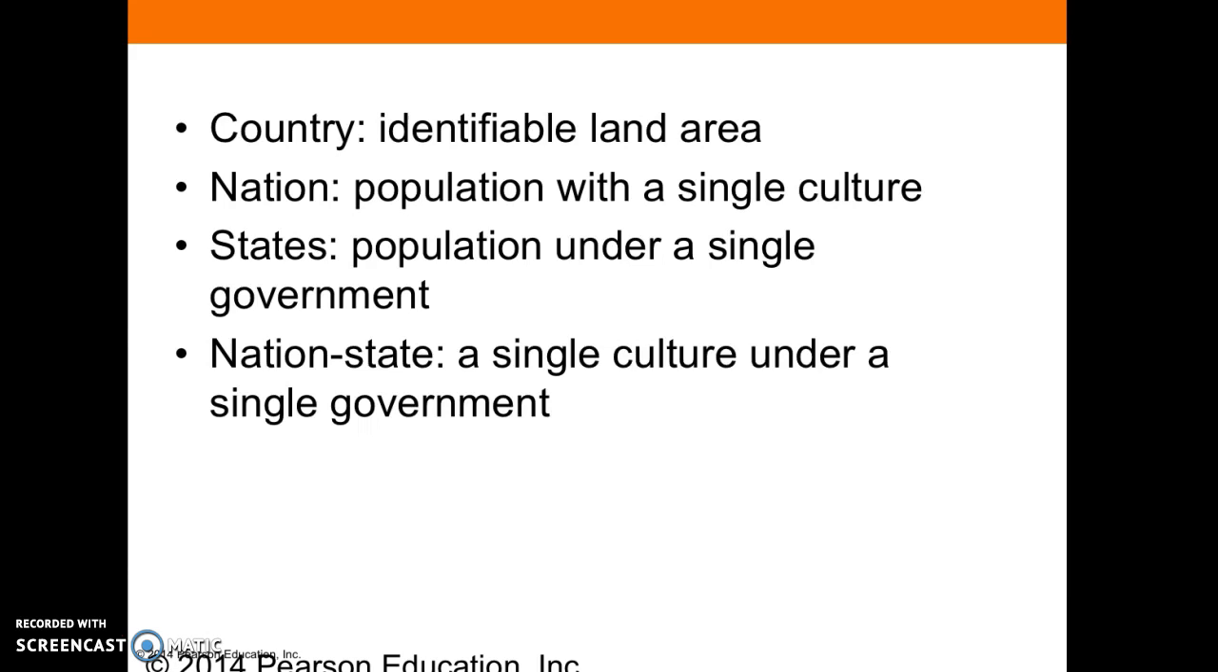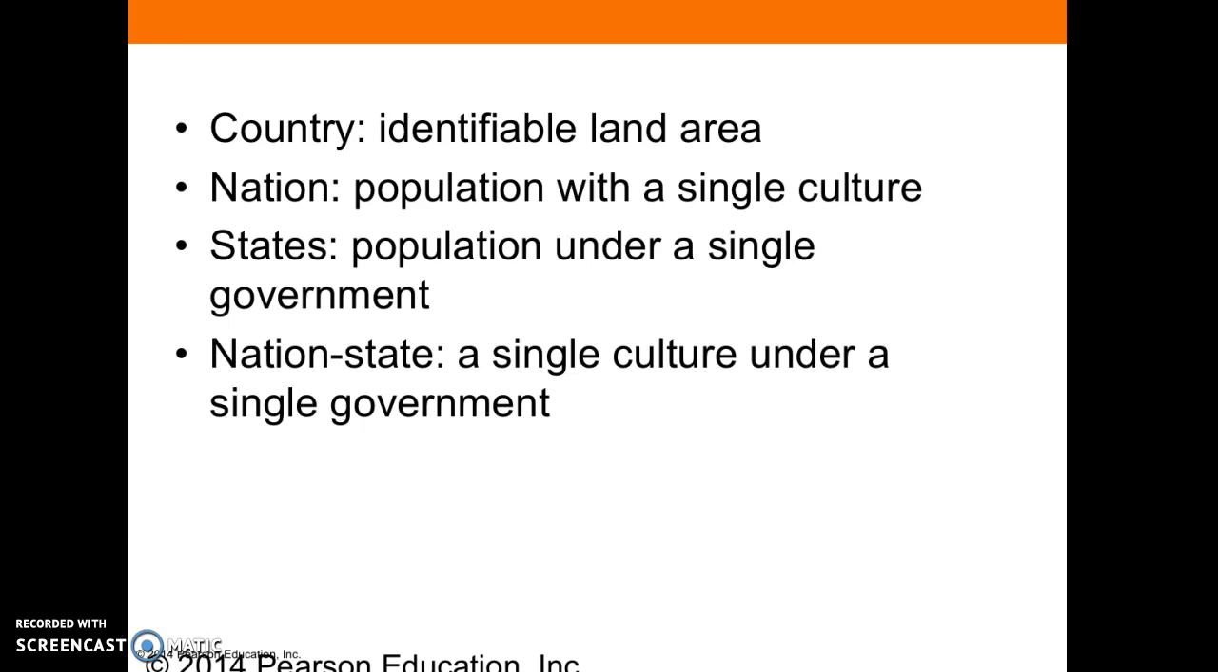The term nation means a population with one culture. So you would not call the United States a nation. In fact, the United States is made up of many nationalities, so we would call it a multi-nation state. The term state does not mean in geography necessarily the same thing as the state of Florida. Although because of the structure of our country as a federalist democratic republic, you could say that Florida is technically a state as well. But a state just means that it's a population under a single government.